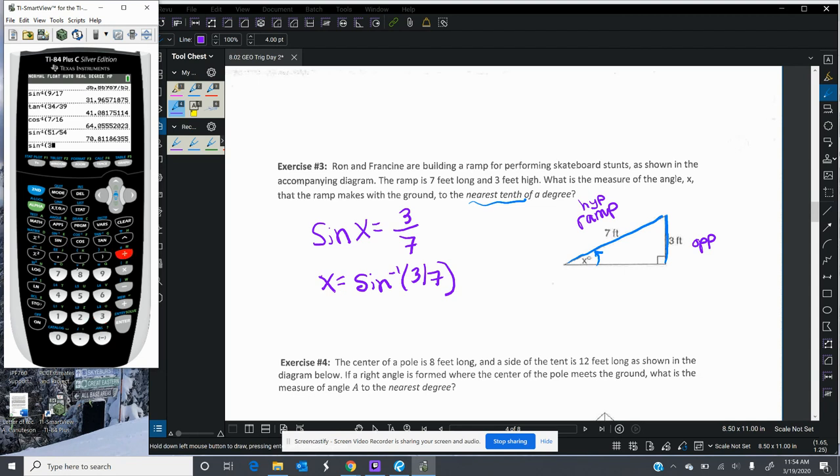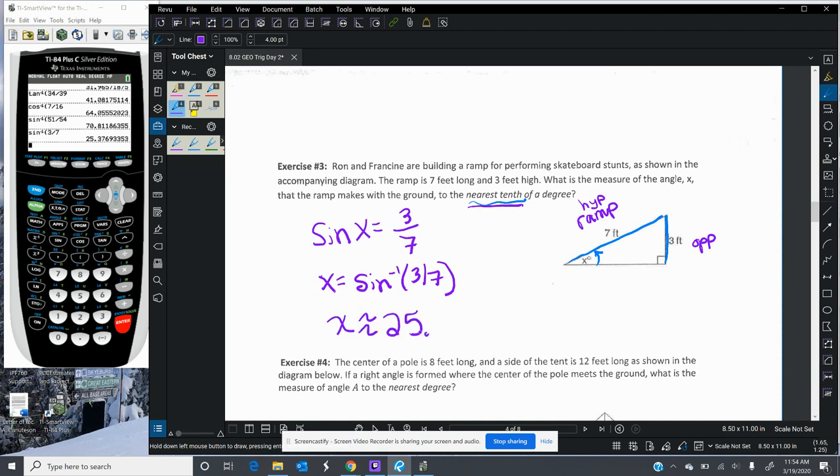Second sine 3 over 7 equals, to the nearest tenth of a degree, X is approximately 25.4 degrees. So the one near 3 there is going to round up because of the 7 4. Okay, exercise 4.